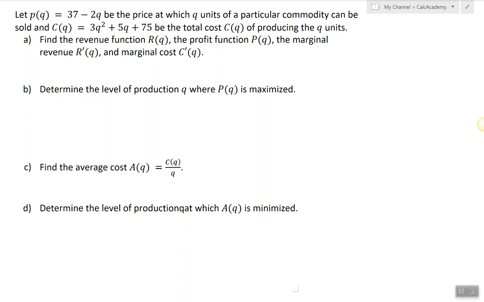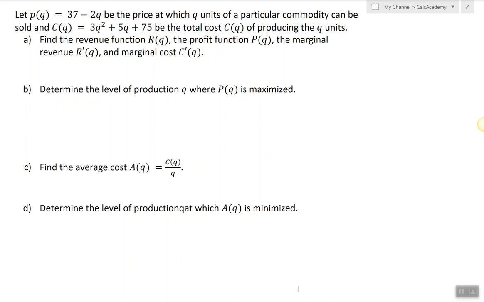In this video, I will show how to optimize certain functions when working with profit, revenue, and cost functions. First, let's see what's given. We have a price function, which determines the price at which Q units of a particular commodity can be sold, and we have a total cost function.